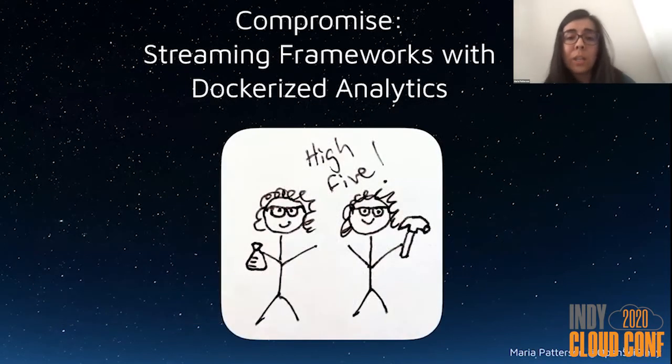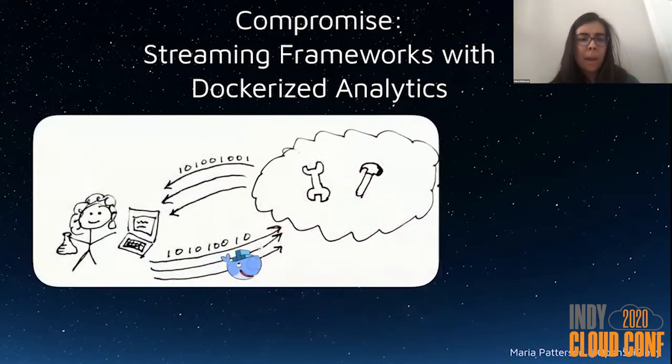Okay, so the compromise, I would say, between the data scientists and the engineers is what I think works really well, and it has worked really well in a number of the projects that I've been involved with, which is a streaming framework with Dockerized analytics. And so you can see there is a great picture of a data scientist and engineer really, really happy with that compromise, and I'll tell you why.